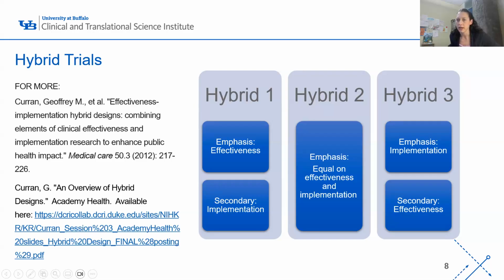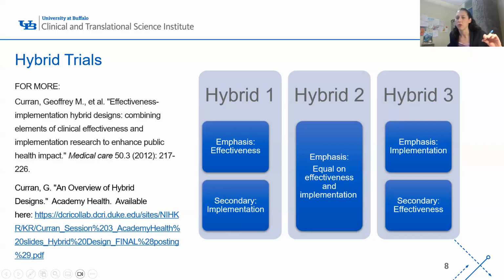So basically, there are three types of hybrid trials, very creatively named 1, 2, and 3. Hybrid 1 is where we're still primarily focusing on effectiveness. We're still mostly trying to understand if the intervention is effective, but we are also collecting some implementation data along the way so that when we hopefully show the intervention is effective, we're prepared to take it to that next step.